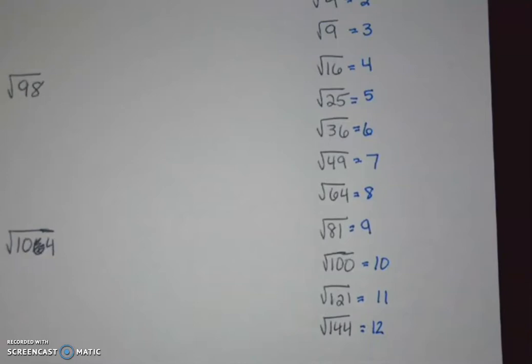Now there are a lot of other perfect squares, and if you forget any of these, you can always apply our longer method to simplify these radicals, and you'll end up with these numbers. It just makes our life a lot easier if we can immediately recognize some of our perfect squares.